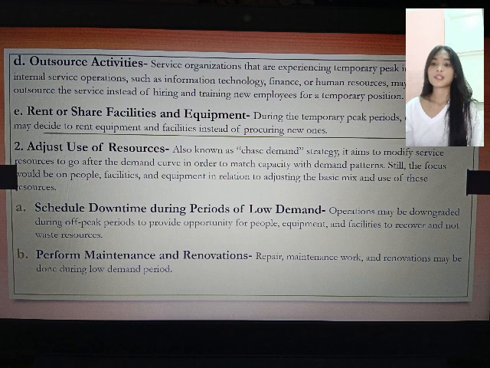Then, the second one is perform maintenance and renovations. Repair, maintenance work, and renovations may be done during low demand period.